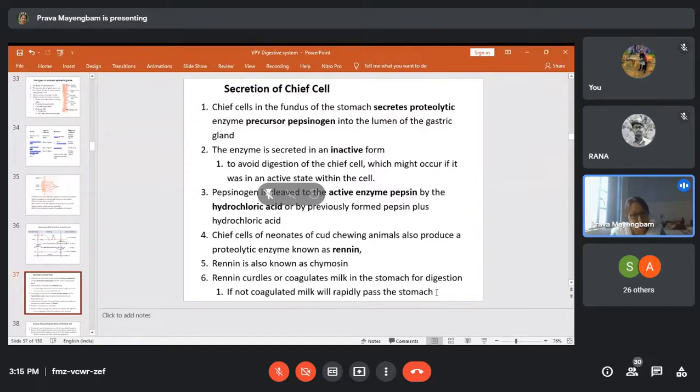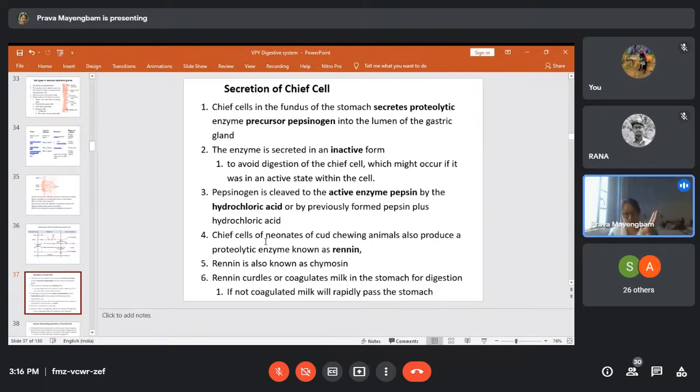So there will be no action of pepsin onto the protein. So that protein will not be digested. Instead it will go directly onward from the stomach. So in the stomach, the action of the pepsin will not be there. In the intestine, there will be no action of the pepsin. There will be no action of the HCl. So in that case, the digestion will not be proper. So to prevent that, in the younger neonates of the cud chewing animals, there is secretion of the enzyme rennin by the chief cells.